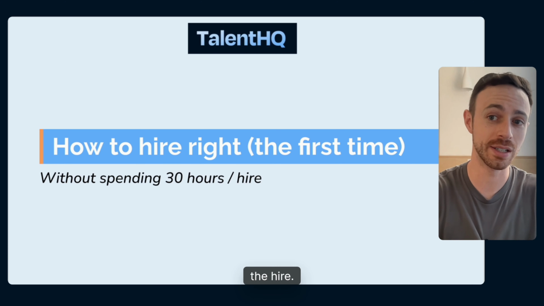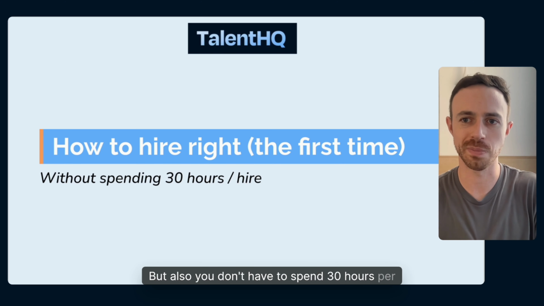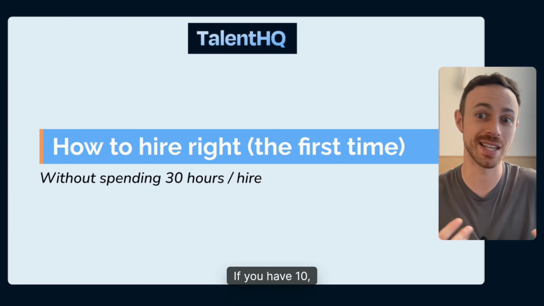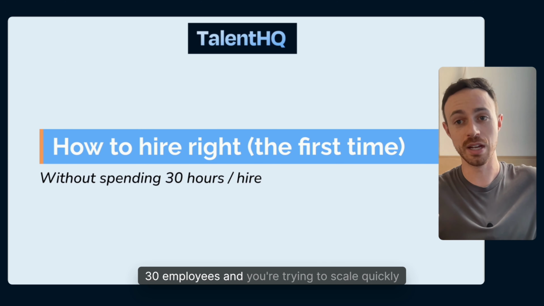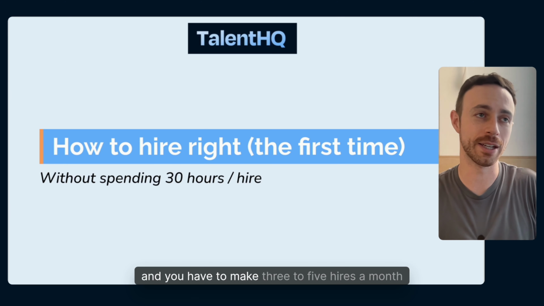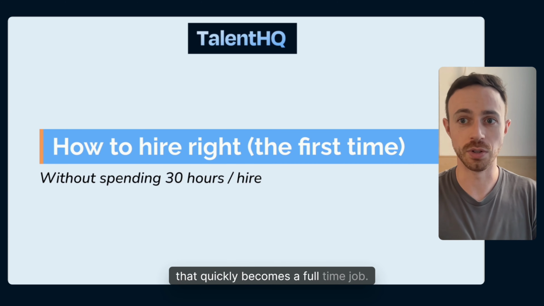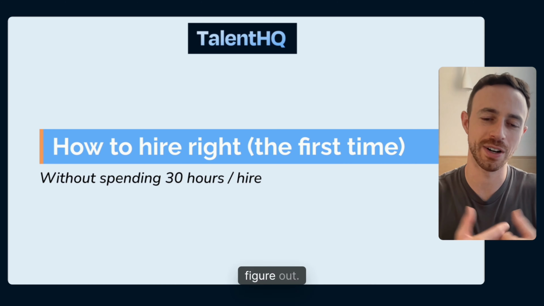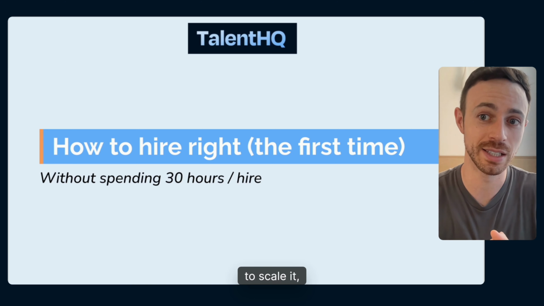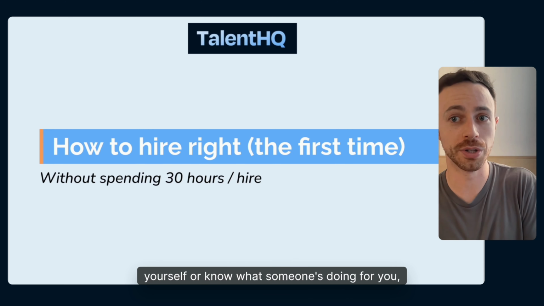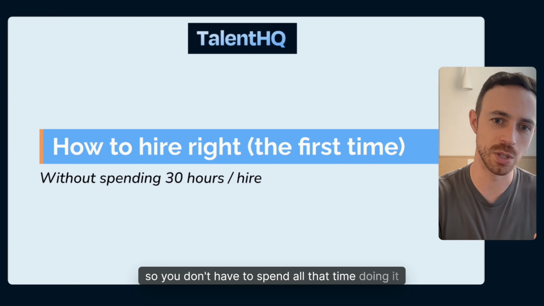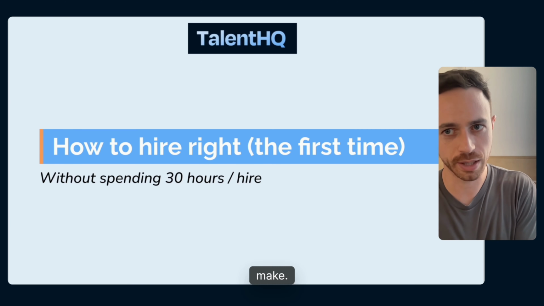So today we're gonna cover exactly how you get your hire right the first time so you don't regret the hire, but also you don't have to spend 30 hours per hire, right? If you have 10, 20, 30 employees and you're trying to scale quickly and you have to make 3 to 5 hires a month or more, that quickly becomes a full-time job. And so I'm gonna give you all the resources you need to scale it yourself or know what someone's doing for you so you don't have to spend all that time doing it and you won't regret the hires that you actually make, right?